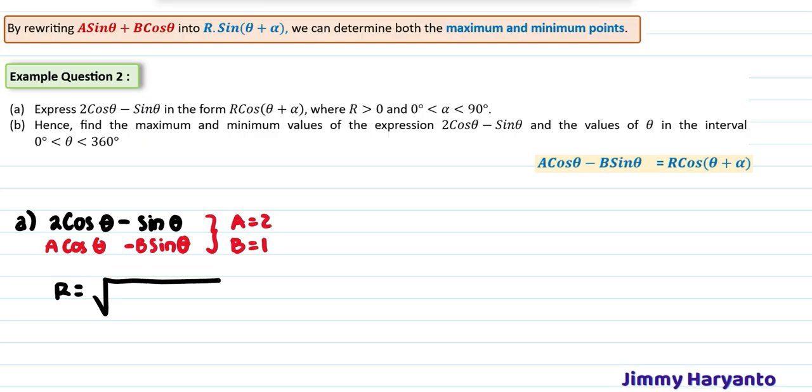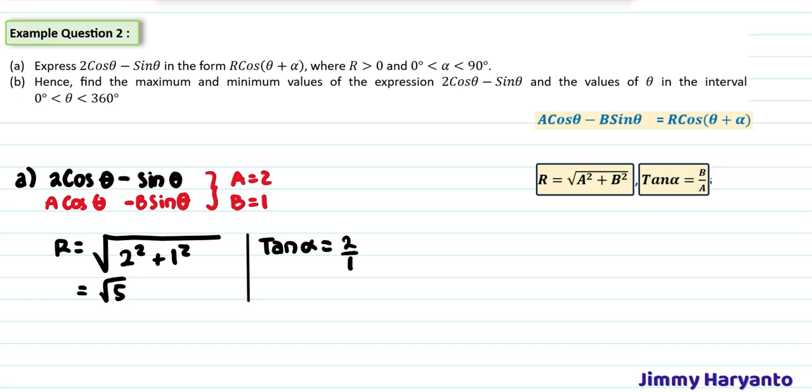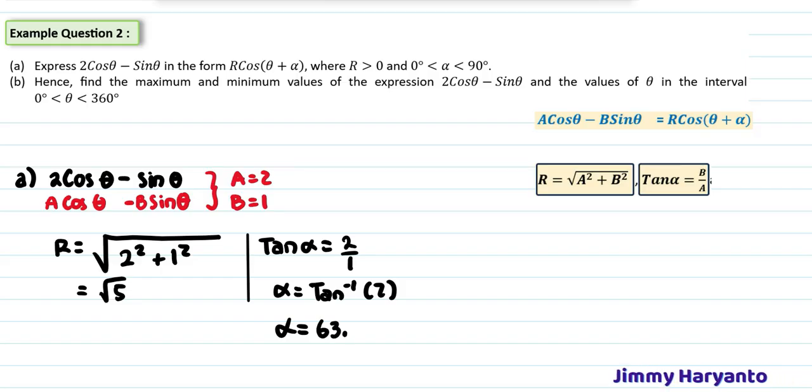The R will be the square root of a squared plus b squared, so R will be the square root of 5. And then to find alpha, we have to use tan alpha equals b over a, that means 2 over 1. Sorry guys, I'm trying to show the formula so you can see it better. So alpha is tan inverse of 2, that means alpha equals 63. The question didn't say 2 decimal places, so 63.4 degrees. So this is the R and this is the alpha.